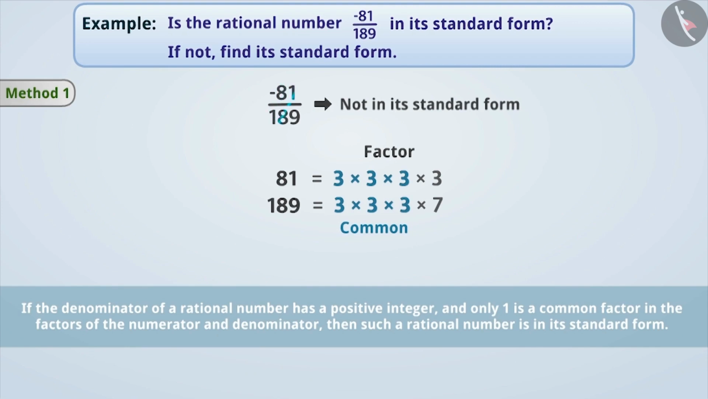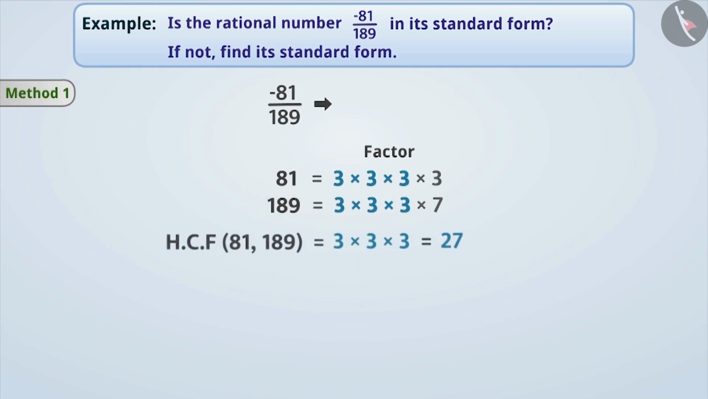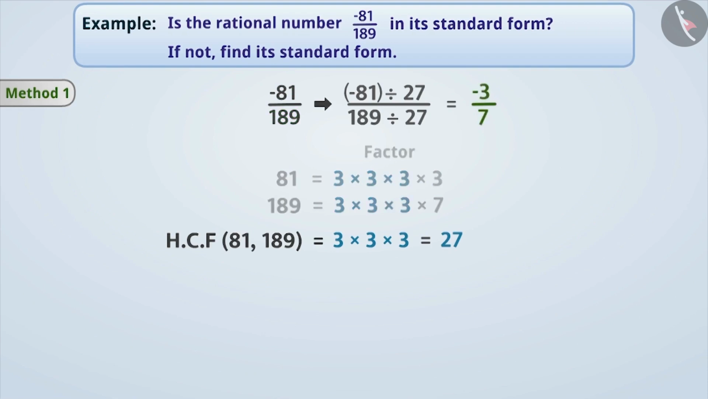So let's find the standard form of this rational number. Firstly, we multiply the common factors of 81 and 189 to get the HCF, which is 27. By multiplication of the common factors, we get their HCF as 27. Now we divide both the numerator 81 and denominator 189 by their HCF 27. This will give us the rational number minus 3 by 7. This is the standard form of minus 81 by 189.